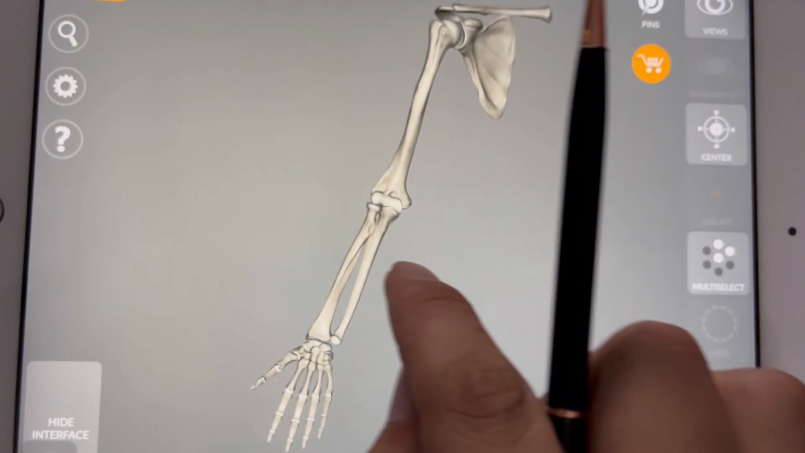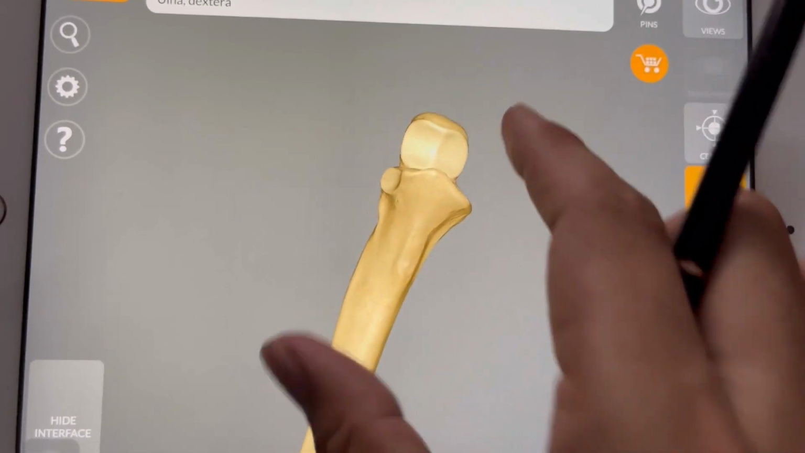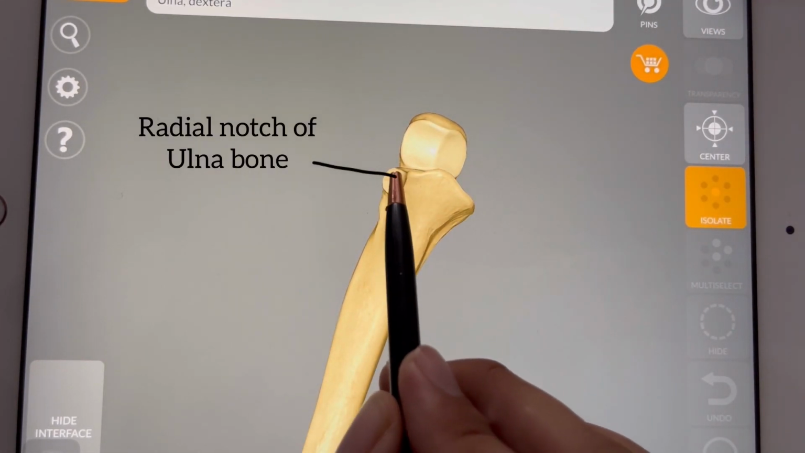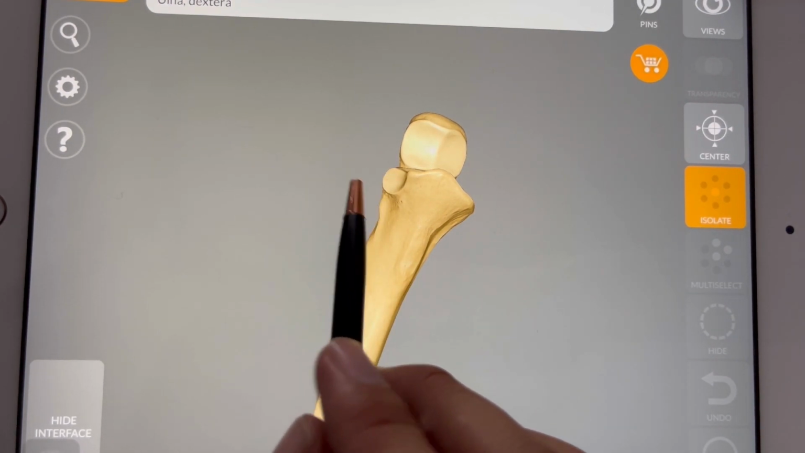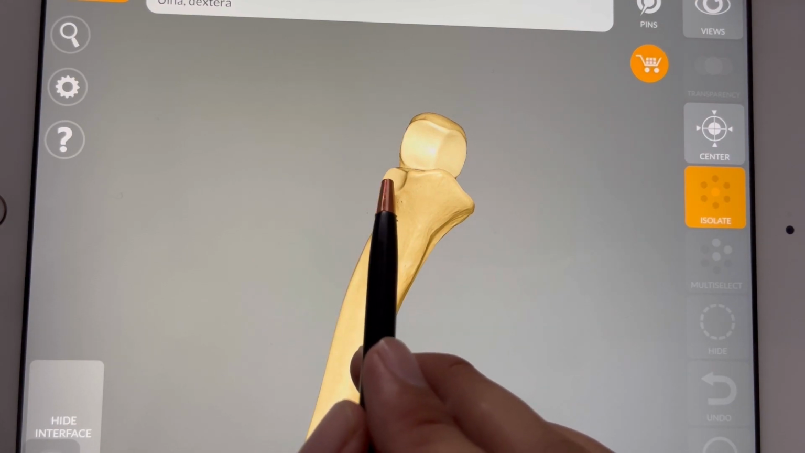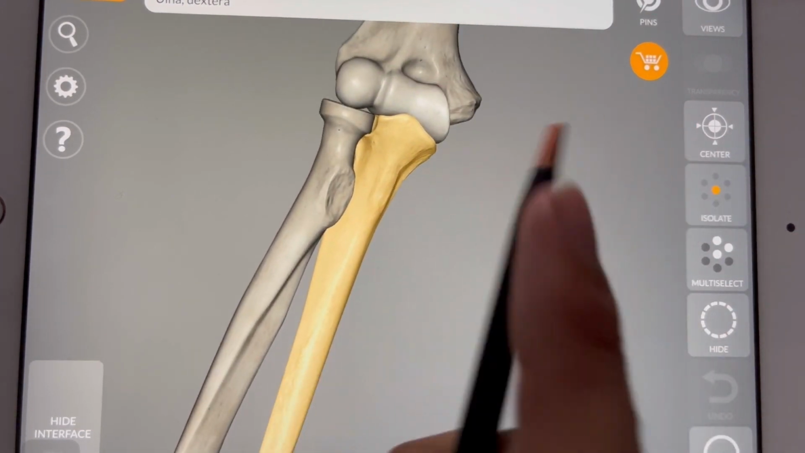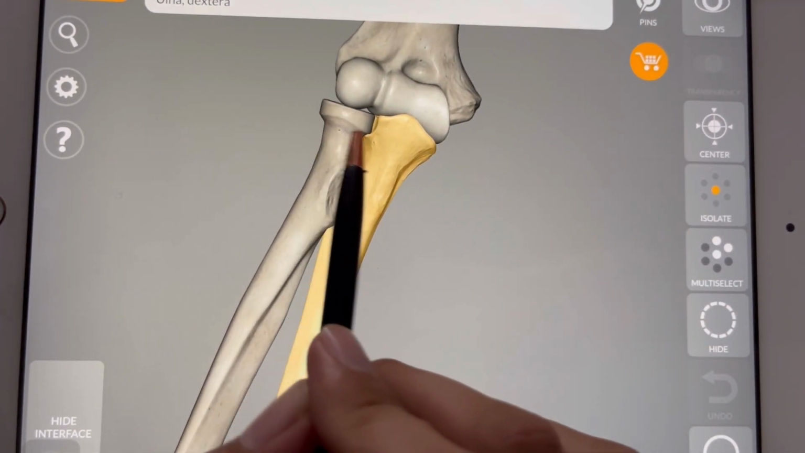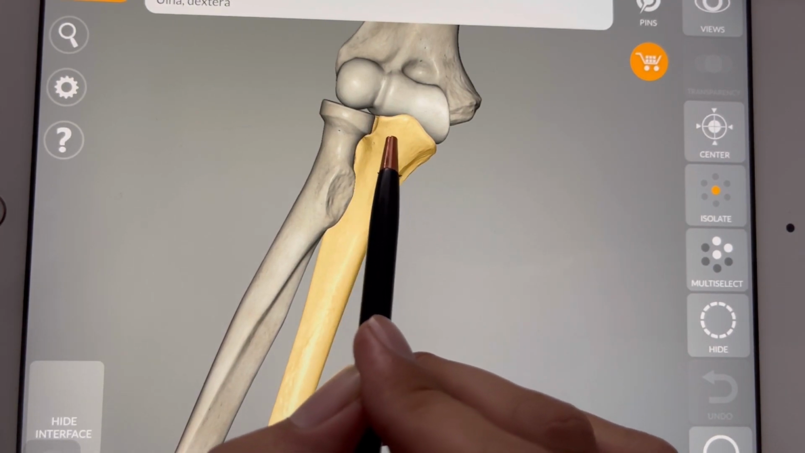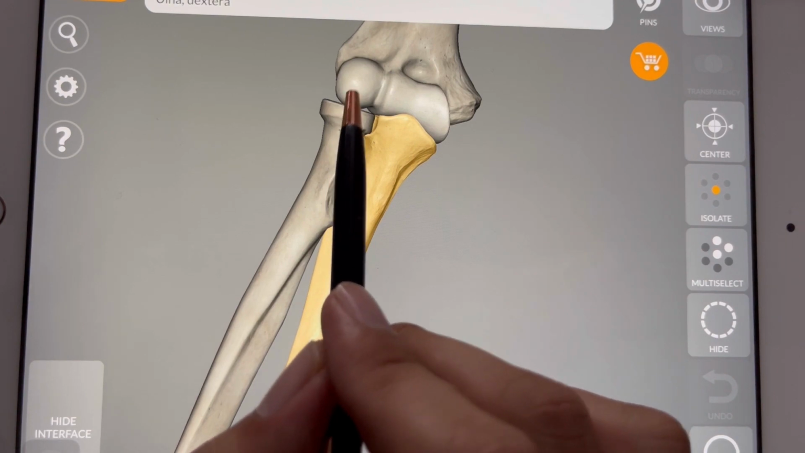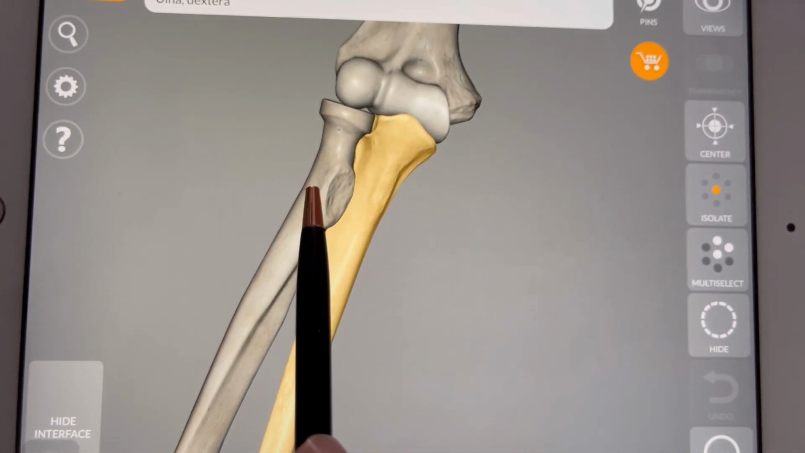As you can see, this slight depression, this is the radial notch. Here the medial side of the head of the radius articulates, just like this. This is the head of the radius bone, and medially this articulates with the radial notch of the ulnar bone, while proximally it articulates with the capitulum of the humerus bone.